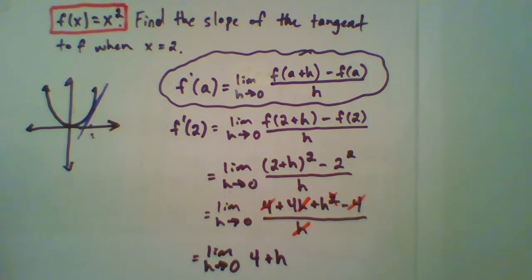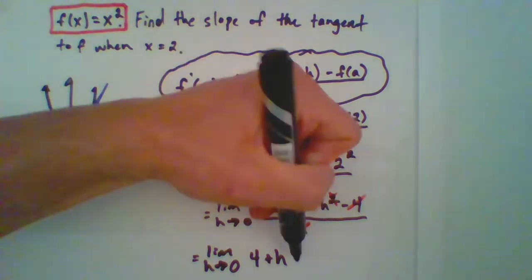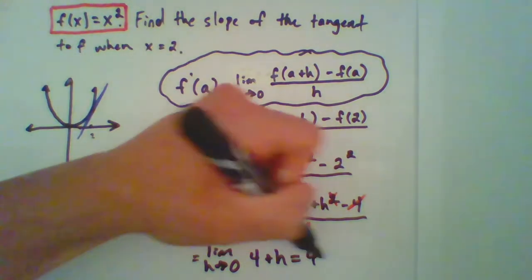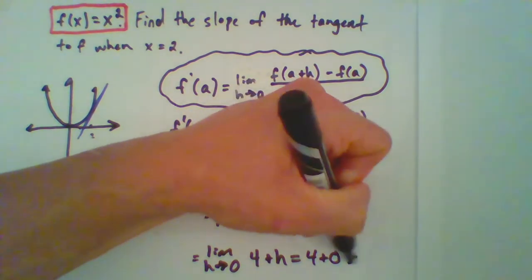Okay, so now we're asking the question, as h goes to 0, what happens to 4 plus h? And now we can just do direct substitution, because if h is 0, we don't have any problems with the denominator being equal to 0 or anything like that, right? So we can do direct substitution. This is equal to 4 plus 0, which is equal to 4.